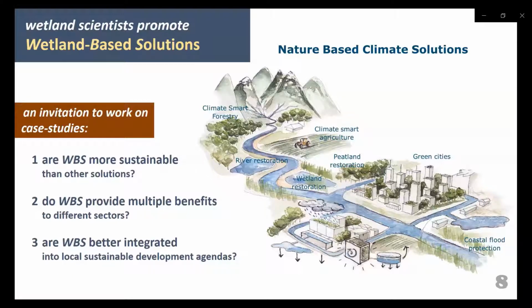First idea or first argument would be that we should show that wetland-based solutions are more sustainable than other short-term solutions which only provide short-term gains, so that we can demonstrate with facts the better sustainability. The second argument, which could probably be underlined with scientific data and analysis, is that wetland-based solutions provide more and multiple benefits, not just one benefit for one stakeholder, but benefits for different stakeholders, for different interests.